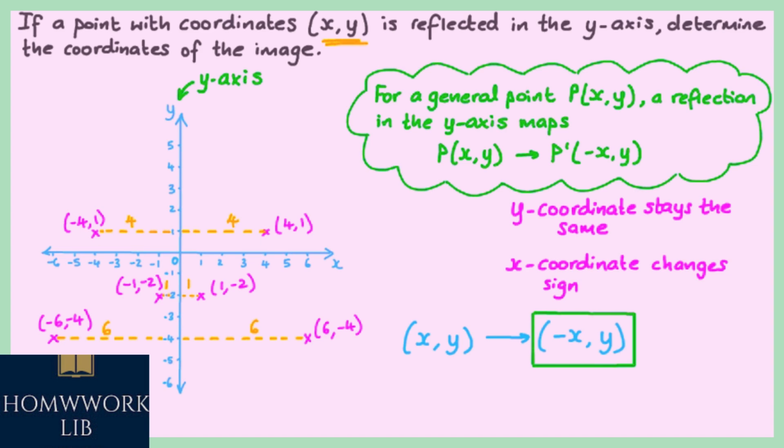And as mentioned at the beginning of this video, this is a general property that we can recall and use. We say that for a general point P with coordinates x, y, a reflection in the y-axis maps point P to point P' with coordinates -x, y. And this is the same result that we have discovered for ourselves.